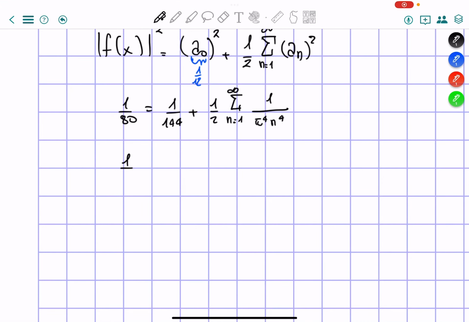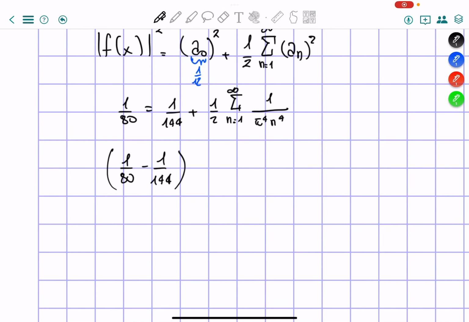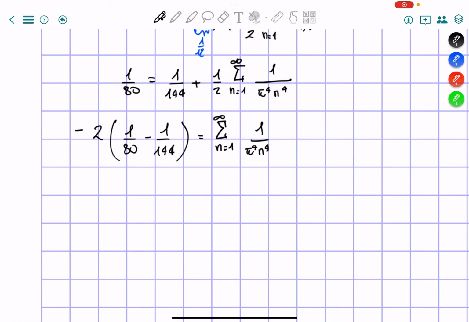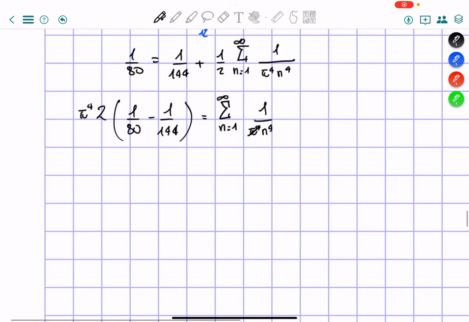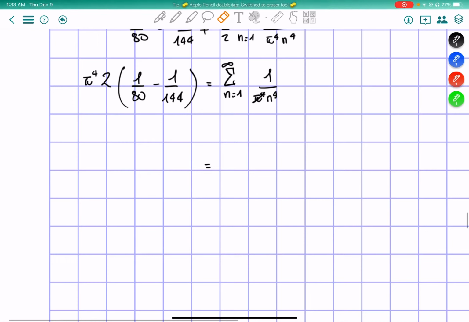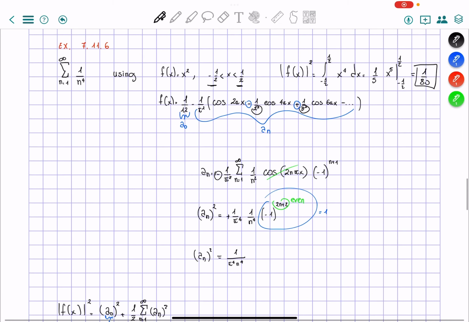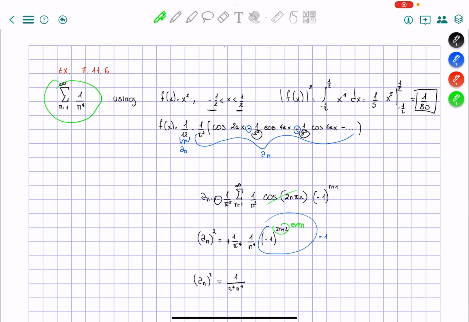So we're going to do 1 over 80 minus 1 over 144, everything times 2, equals the sum from n equals 1 to infinity of 1 over pi to the power of 4 times n to the power of 4. Then we can multiply both sides by pi to the power of 4. So we're going to have pi to the 4 on this side, and we can cancel on this side. And as you can see, we already got our answer, because on the right we get the sum from n equals 1 to infinity of 1 over n to the power of 4. And it's exactly what we were asked to find at the beginning of the problem.